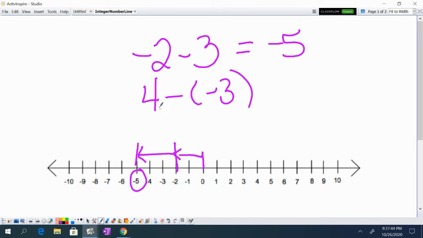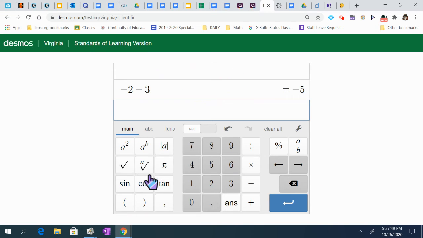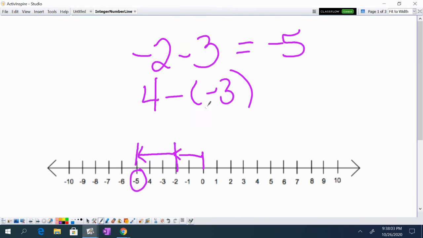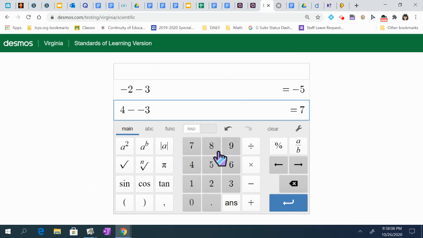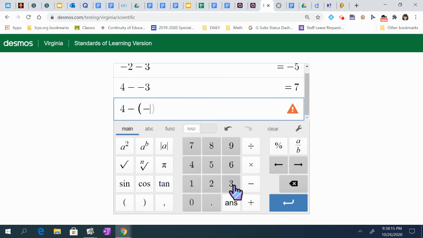All right, so what if I have 4 minus -3? Let's go back to Desmos. Remember, the negative and the subtraction key are the same. So 4 minus -3, and I get 7. Now remember over here, I used parentheses because I didn't want you to think it was a really long negative sign. So I can also, in Desmos, put in my parentheses so it matches, and I still get 7.